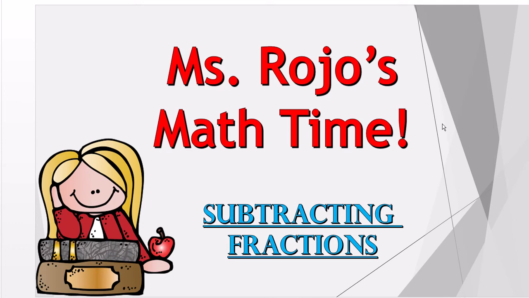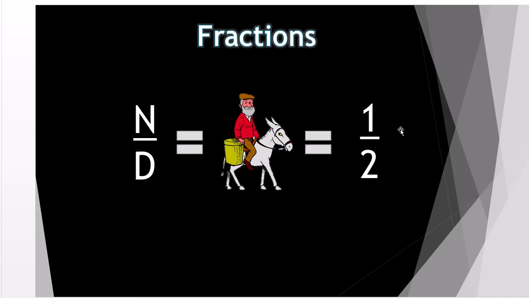Today we're talking about subtracting fractions. Now, fractions have two parts, the numerator and the denominator. And if you don't know where the numerator and the denominator is in a fraction, you can think about this picture. The numerator is Norman. Norman is sitting on top of a donkey. So remember Norman and the donkey. He's riding the donkey. And so the number 1 will be our numerator. The bottom number will be our denominator.